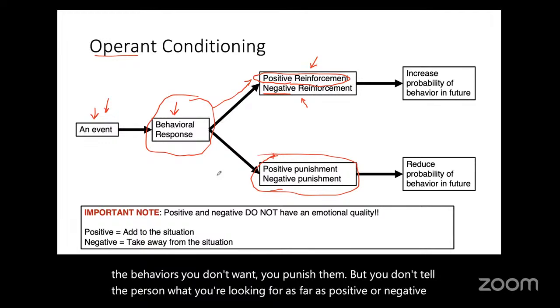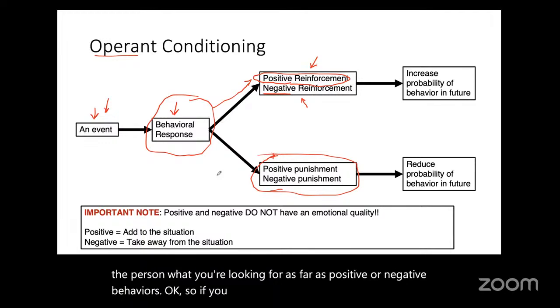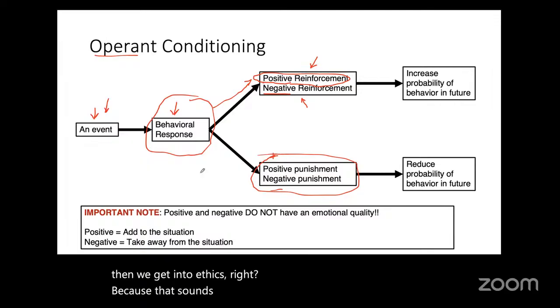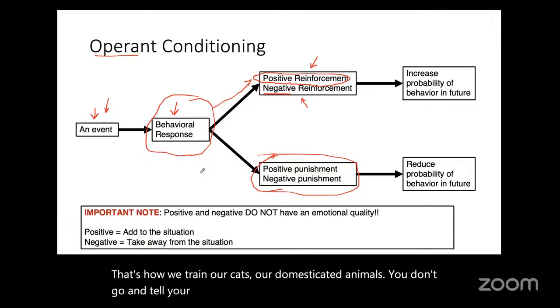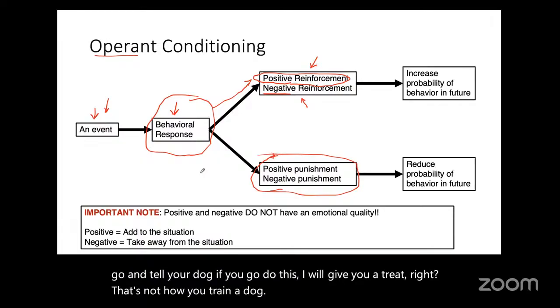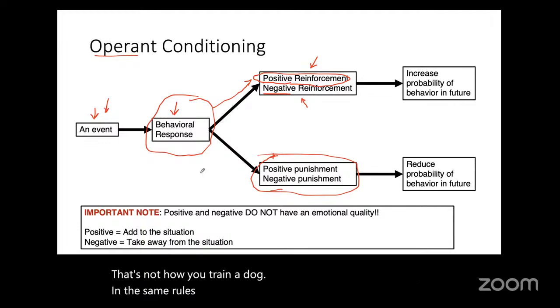Okay. So if you want to, and I know that the issue is that then we get into ethics, right? Because that sounds very deceptive. But that's how we train our dogs. That's how we train our cats, our domesticated animals. You don't go and tell your dog, if you go do this, I will give you a treat, right? That's not how you train a dog. And the same rules apply to human beings. Okay. Anyways, I just wanted to point that out.